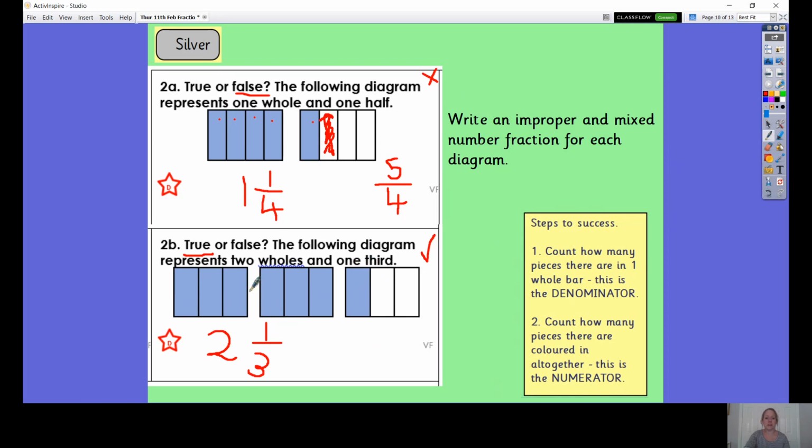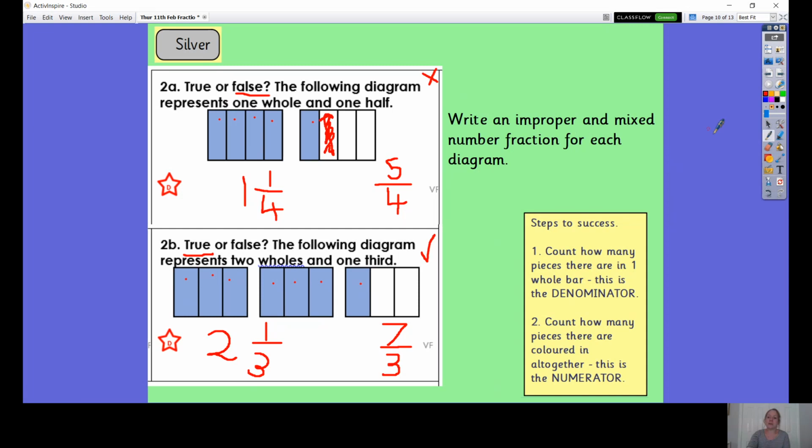And then if I want to write that as an improper fraction, top heavy fraction, again 3 is going on the bottom because each whole is divided into 3. And how many are coloured in? 1, 2, 3, 4, 5, 6, 7 coloured in. Okay, so that is it as an improper fraction.